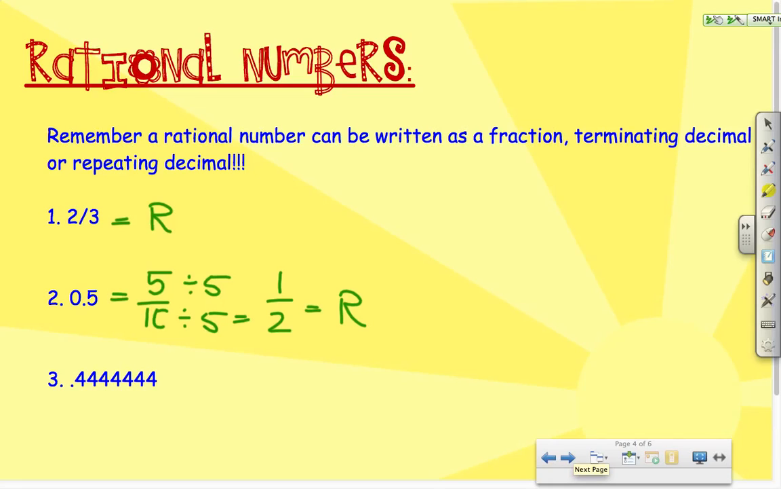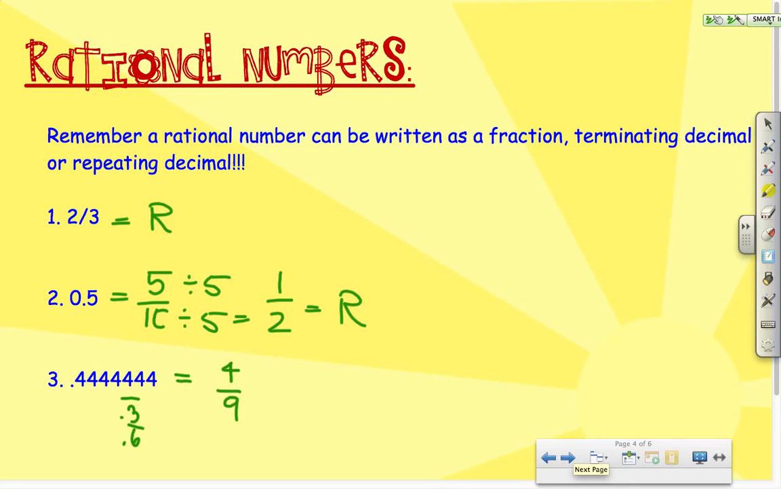This is probably the toughest one we're going to run into today. 0.4 repeating. Anytime you see any single digit number that repeats, such as 0.3 repeating, 0.6 repeating, that as a fraction would be represented as 4/9. And let me show you why that works.